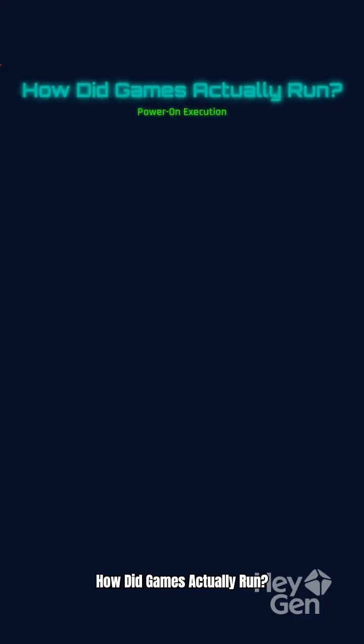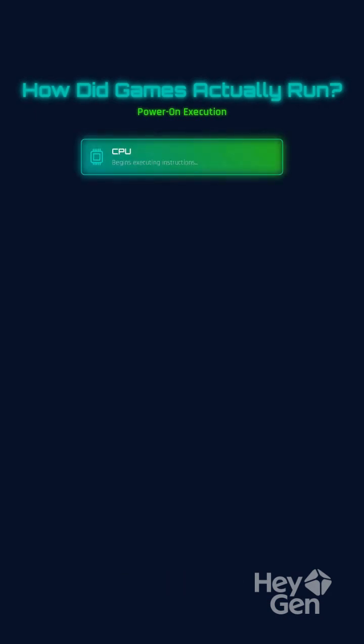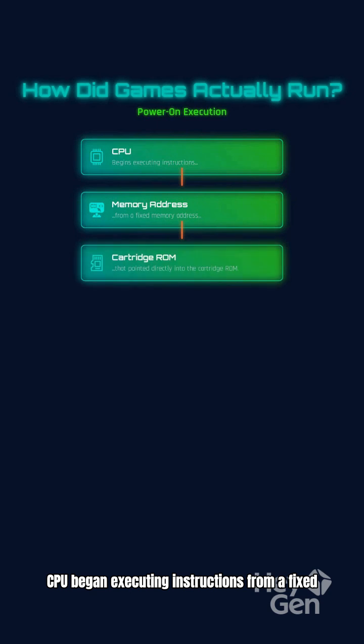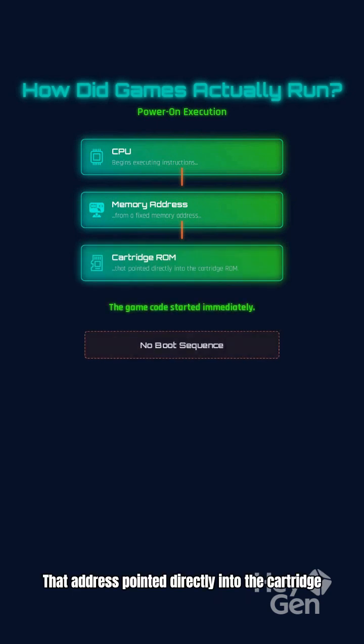How did games actually run? Power on execution. When the console was powered on, the CPU began executing instructions from a fixed memory address. That address pointed directly into the cartridge ROM. The game code started immediately. There was no boot sequence beyond this.